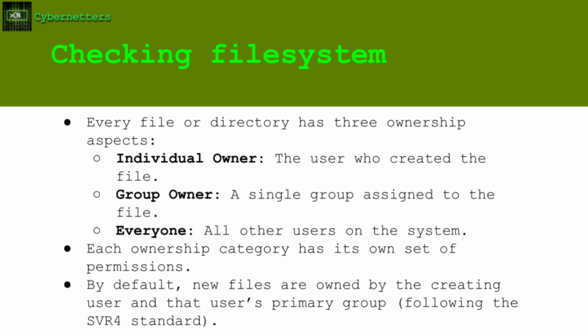So, why does this matter, you may ask? Each ownership level has its own set of permissions, which decides who can read, write, or execute the file. By default, when you create a file, it is owned by you and assigned to your primary group, which follows the SVR4 standard.